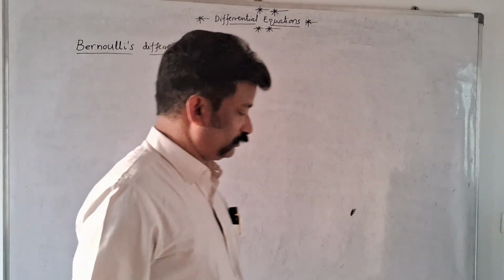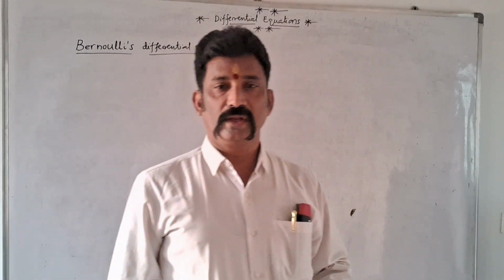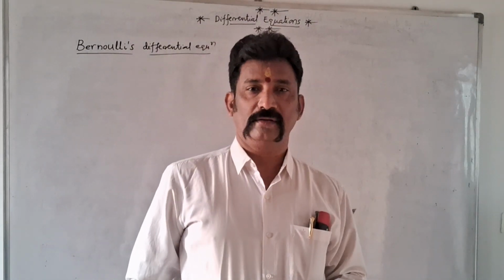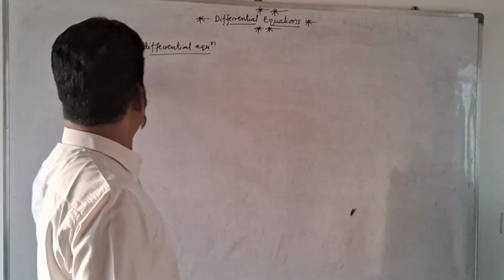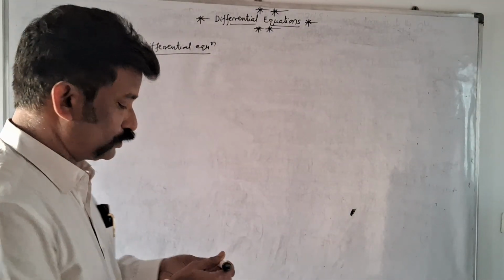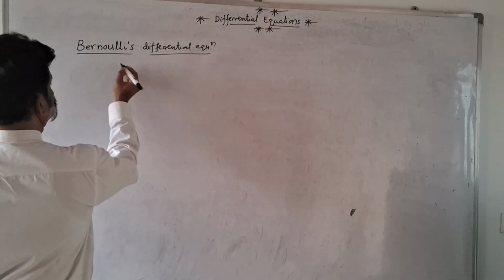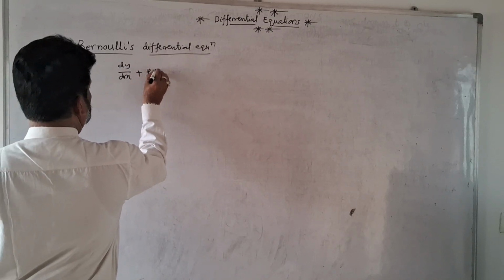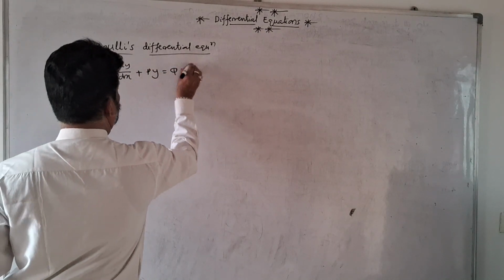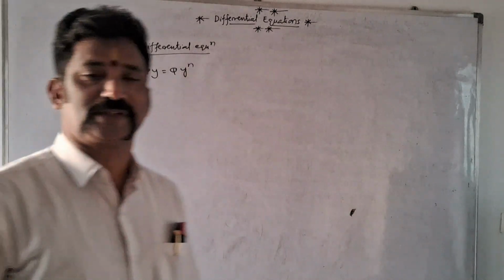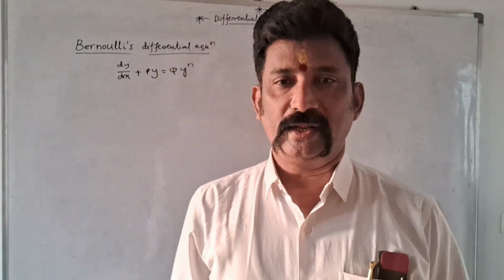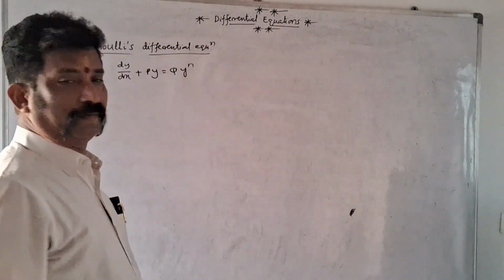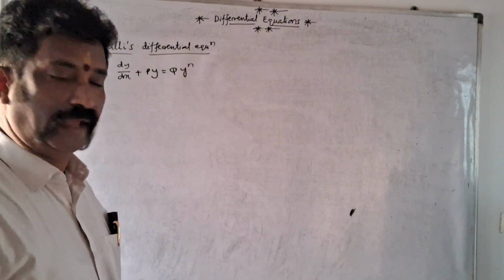Right? What is a differential equation? So, linear differential equation in y is completed, linear differential equation in x is completed. Now the final type is Bernoulli's differential equation. A differential equation of the form dy by dx plus py is equal to q into y power n, where p and q are functions of x.